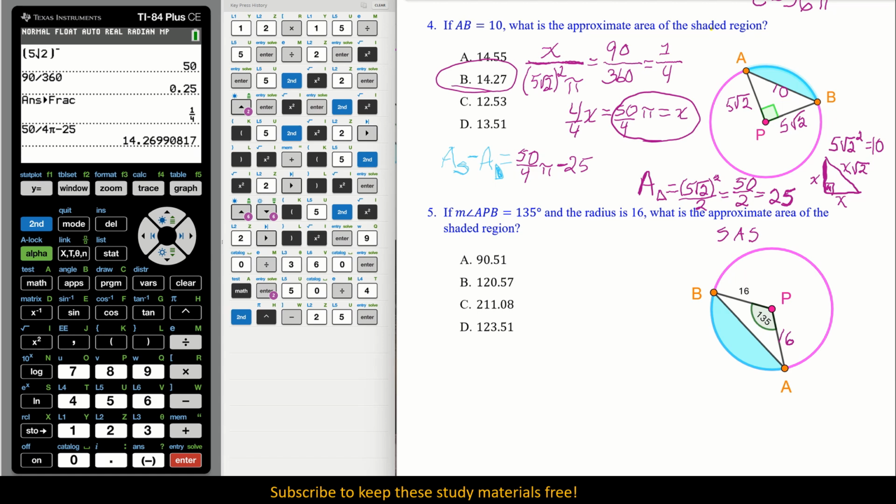Okay, so we need the area of our triangle, which will be 1/2 times our two sides, which are 16. So I'm going to say 16 squared times the sine of our degree of 135. Now, you can actually put all this in the calculator as is and get that. But before we begin, we have to make sure that our calculator is in degree mode.